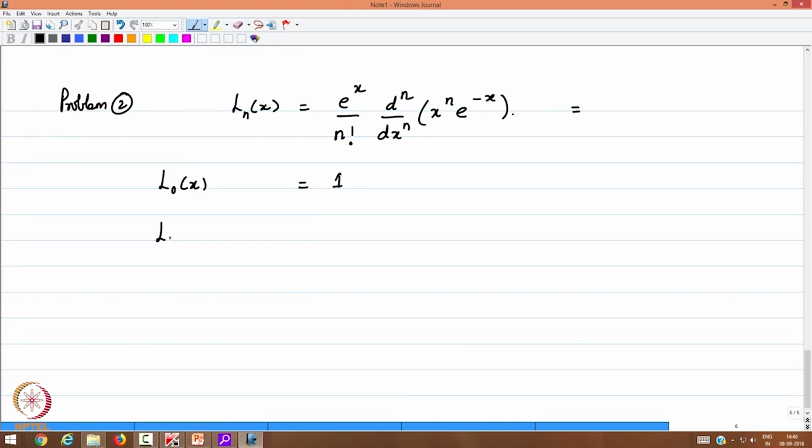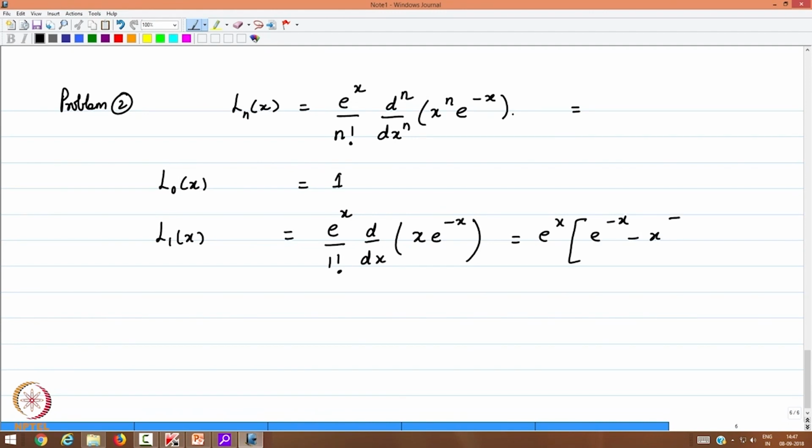Okay. L1 of x is the first derivative of this function, e raised to x by 1 factorial, n is 1, d by dx of x e to the minus x, which will give you e to the x times e to the minus x. So, of course the exponentials cancel out, so it is 1 minus x.